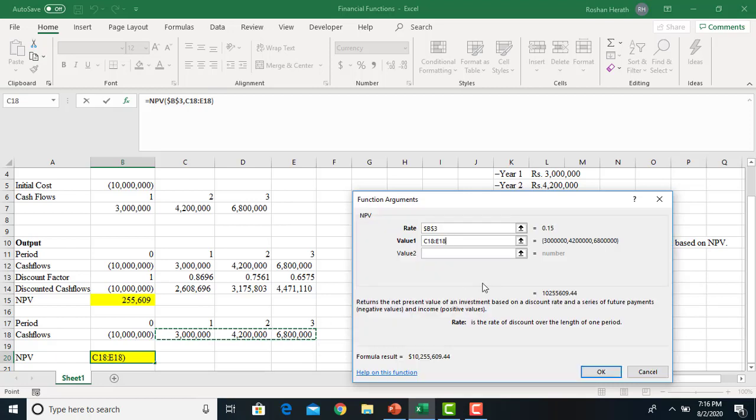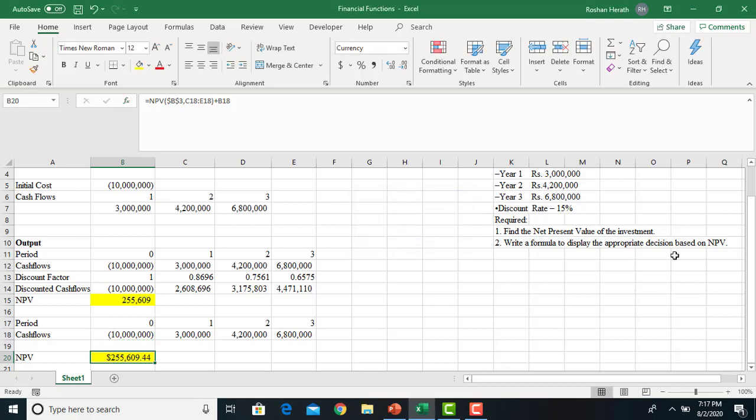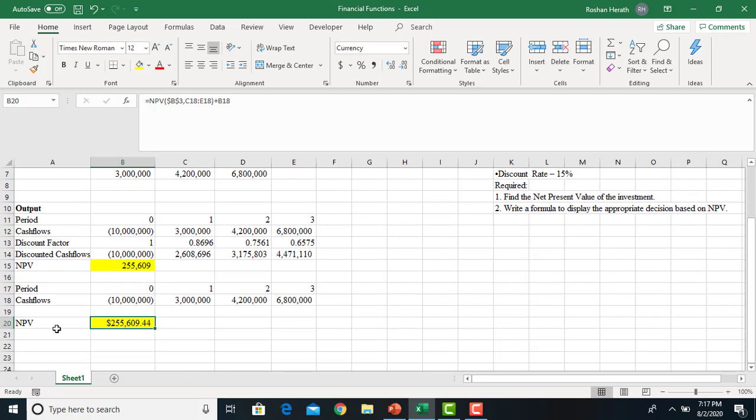Year 1 cash flow onwards, right? Thereafter, you can go to this particular area and separately add the year 0 cash flow. So it's a minus cash flow. If you want to deduct that, in fact it should be deducted. So therefore we have to take it as a plus year 0 cash flow, right? Then you can say OK and see the result. Yes, you have got the same result that you had observed while you were working that in a manual way, right?